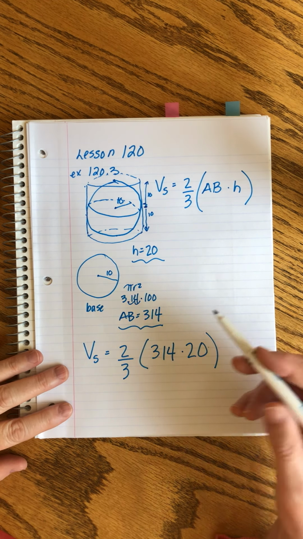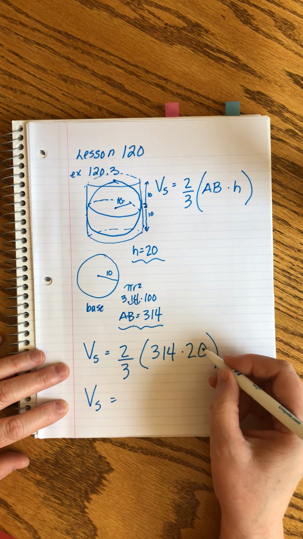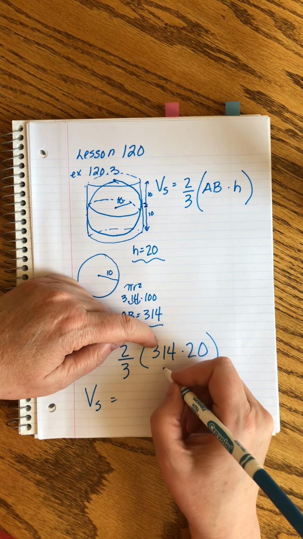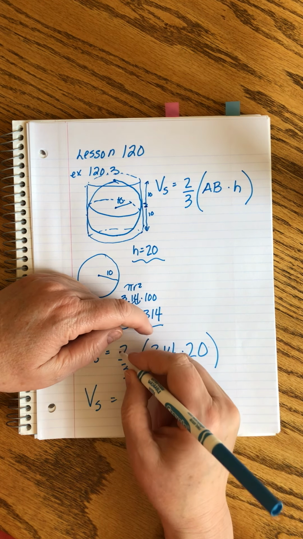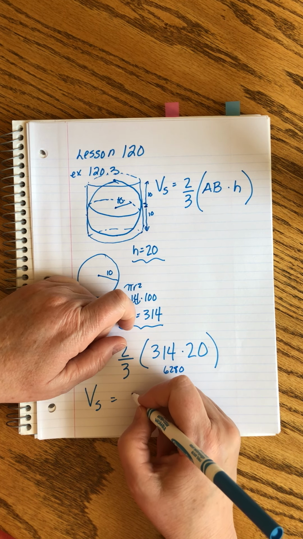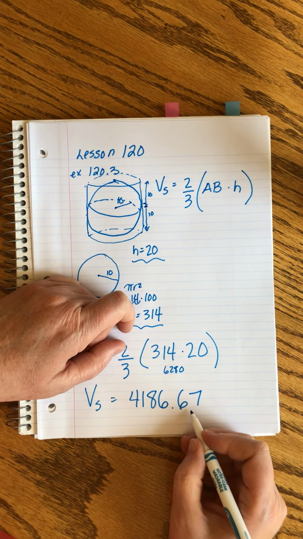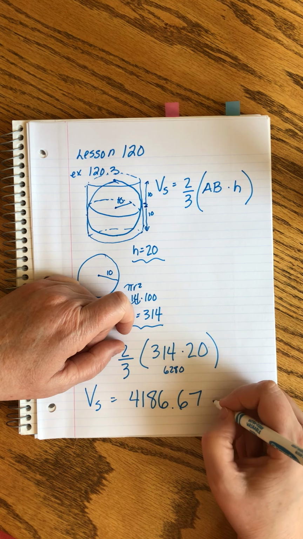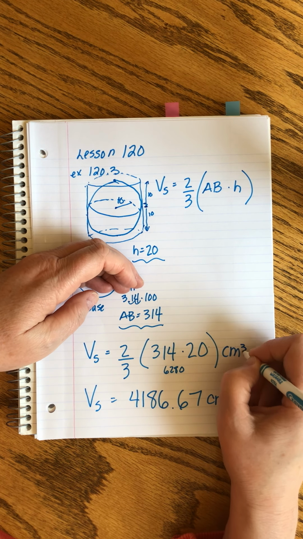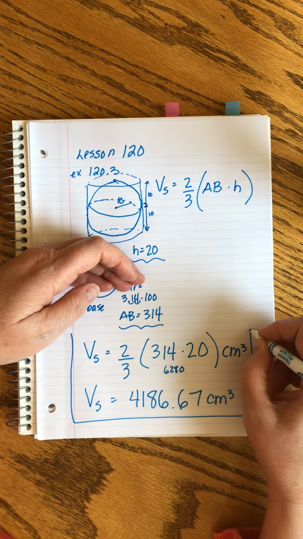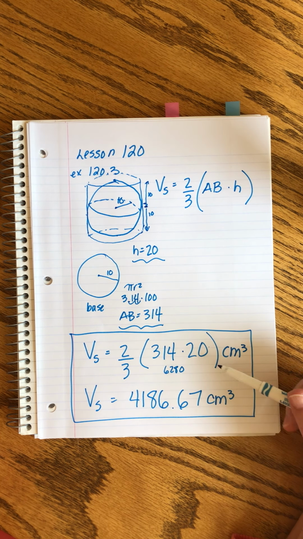But let me just show you the volume of the sphere equals, if you multiplied these together, you would get, let's see, this would double, so it would be 628 and a 0. And then we'd multiply that by 2 and divide by 3, and the final answer would be 4186.67. So obviously that would repeat, centimeters cubed. Either of those would make me happy for an answer, okay? So this is perfectly fine.